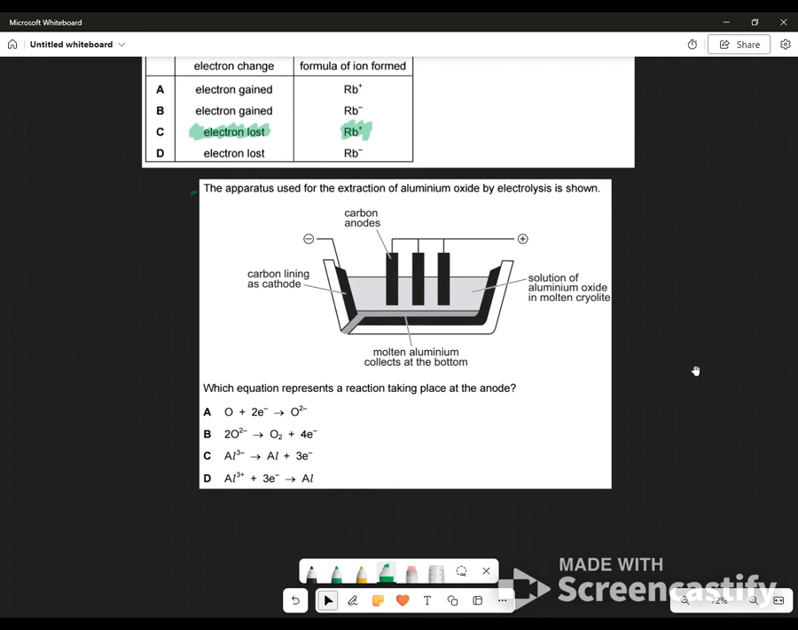All right, which one's this one? Apparatus used for the extraction of aluminium oxide. What equation represents the reaction taking place at the anode? The anode is the top one, the positively charged one. What takes place at the anode? Anyone? Someone be brave. What takes place at the anode?